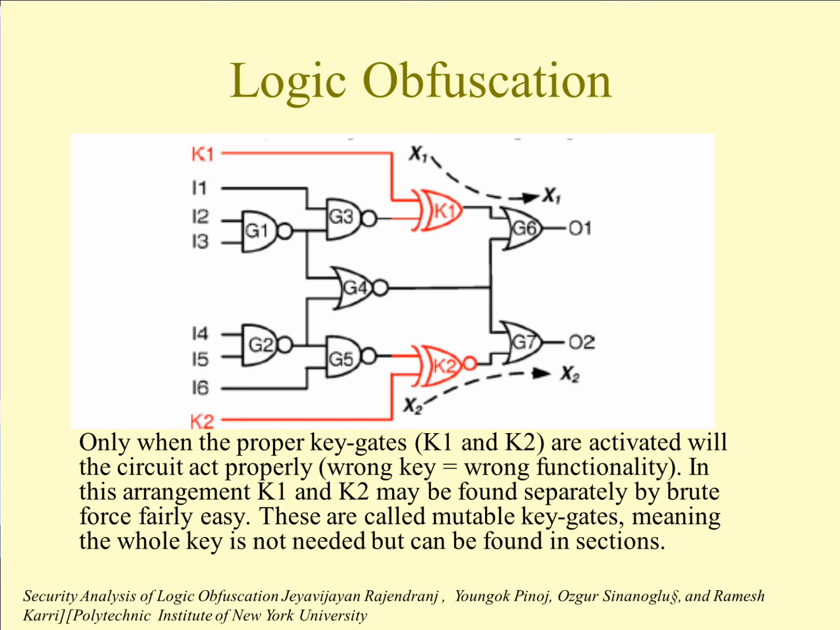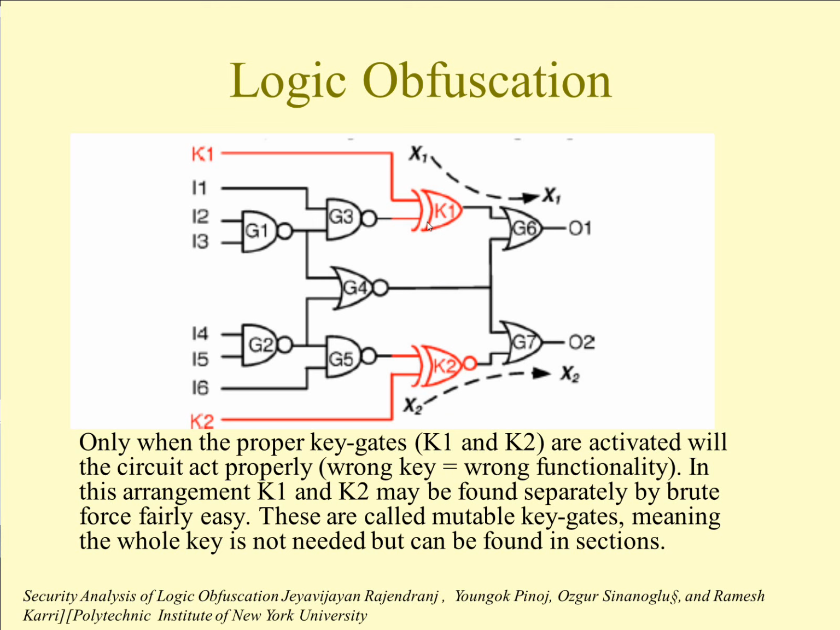So only in this case, when the proper key gates, K1 and K2, which are known as the key gates, are activated will the circuit act properly. If the wrong key is provided for these values of K1 and K2, then you're not going to get the right output. See, these two gates here have been inserted into the design. Instead of connecting G5 straight to G7 and G3 straight to G6, these have been inserted in the middle.